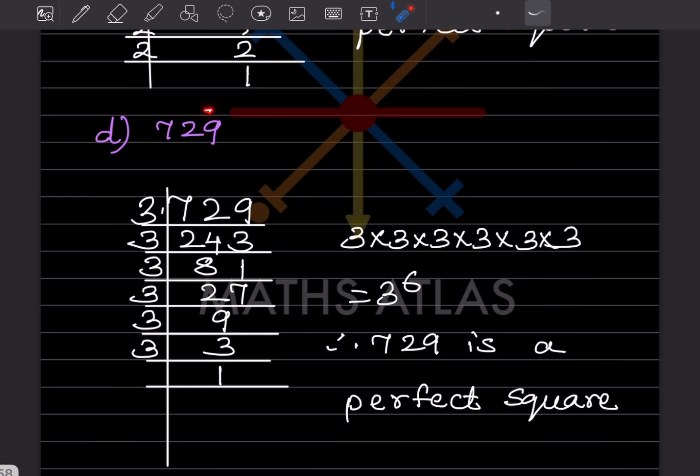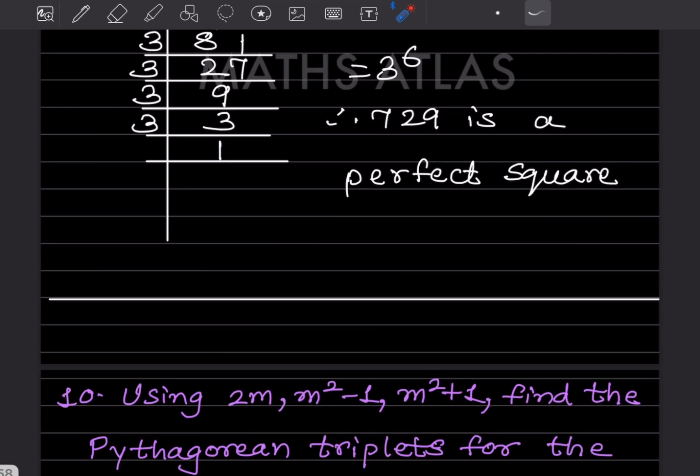Again here, 729. This is 9. So now this is divisible by 3. 3 27s are, 3 9s are, 3 3s are, and 3 1s are. So how many times 3? 1, 2, 3, 4, 5, 6. So that is going to be 3 raised to 6. So this is an even number. So we can say 729 is a perfect square.